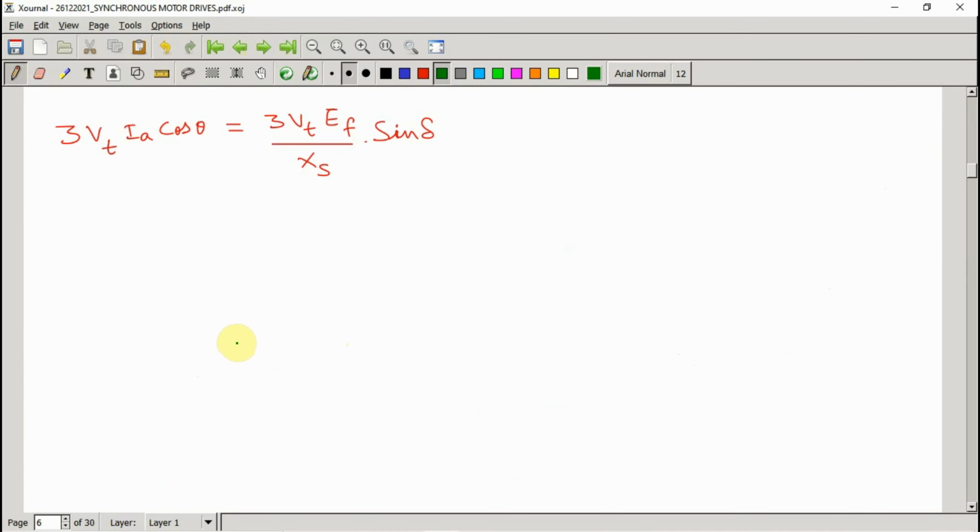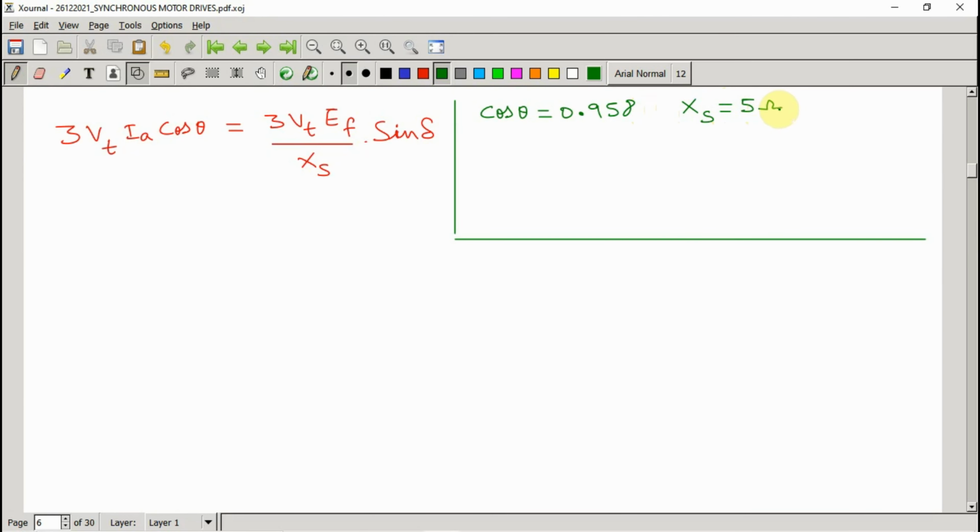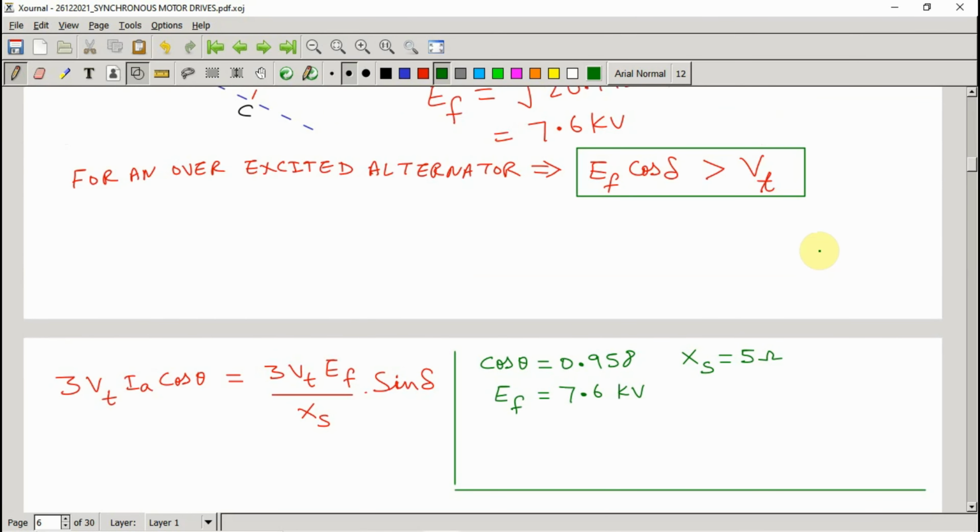What do we know initially? Let me put that inside a box. Cos theta is known to us, 0.958. Vt is going to cancel anyway from both sides. XS, that is the synchronous reactance, is 5 ohm. We have calculated just now EF. EF is 7.6 kilovolt. Let me check it once more. 7.6 kilovolt EF. Cos theta is known.